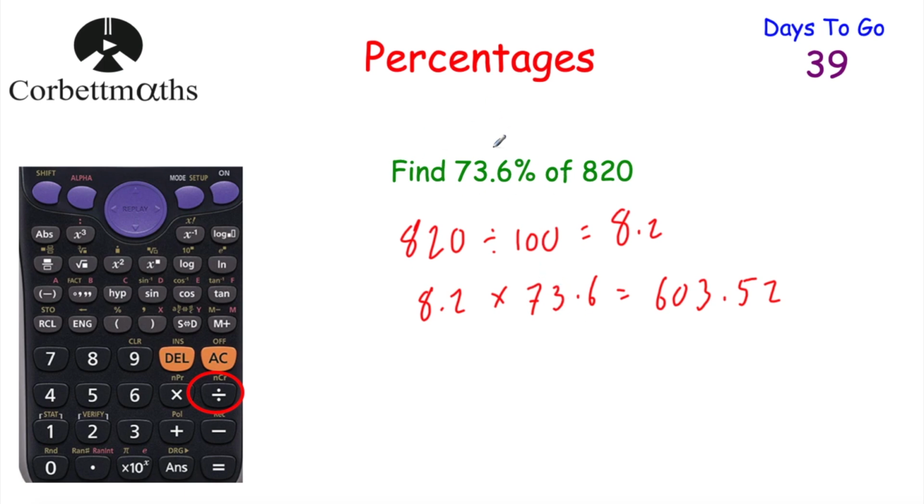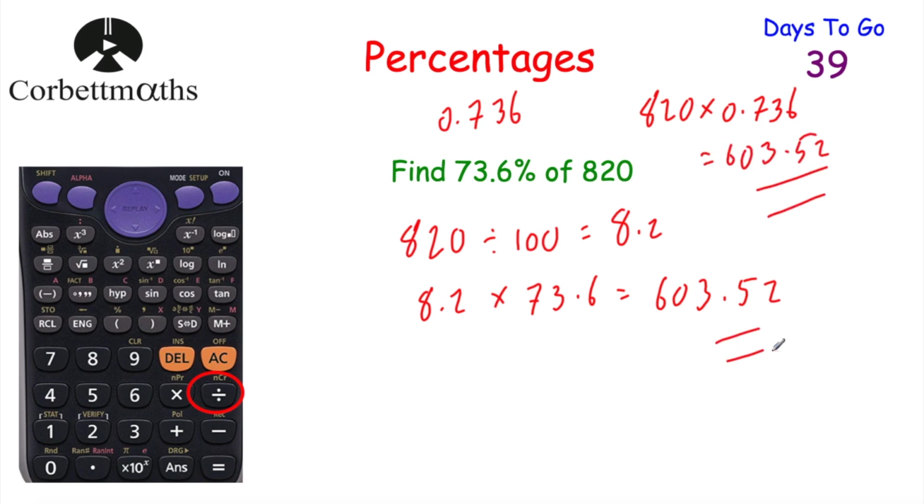Alternatively, we could change this percentage to a decimal. So that as a decimal would be 0.736, and then that would be our multiplier. So we could just do 820 multiplied by 0.736, and that would tell us 73.6% of it, and that's equal to 603.52. And if you got that, well done.